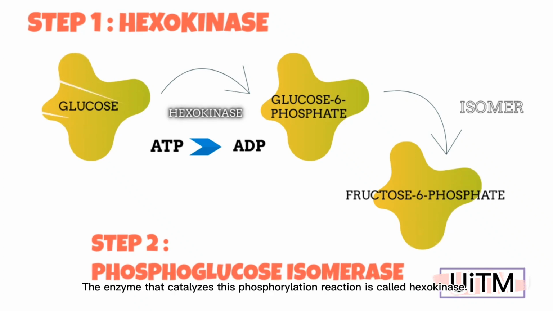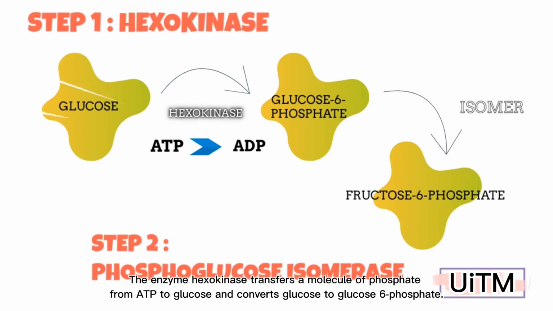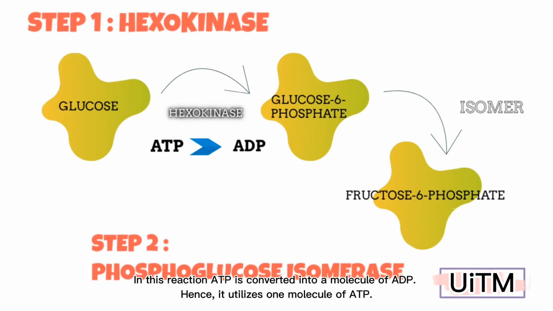The enzyme that catalyzes this phosphorylation reaction is called hexokinase. The enzyme hexokinase transfers a molecule of phosphate from ATP to glucose and converts glucose to glucose 6-phosphate. In this reaction, ATP is converted into a molecule of ADP, hence it utilizes one molecule of ATP.